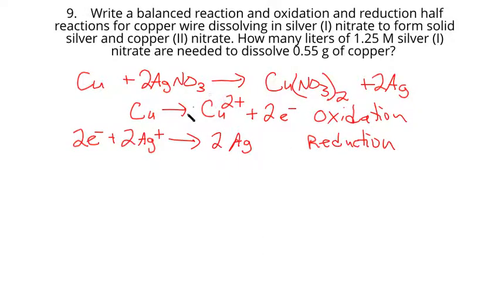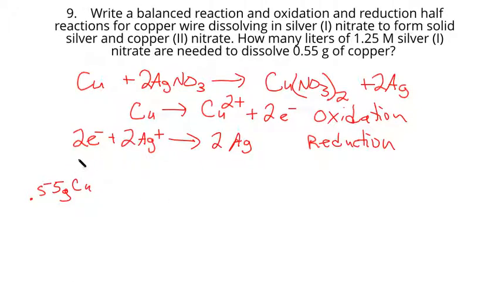Now that we have our balanced chemical reaction and our 2 half reactions, the oxidation of copper and the reduction of silver ions, we can do the stoichiometry portion. We're starting with grams of copper. There's 0.55 grams of copper. And we want to end up with liters of silver nitrate solution.